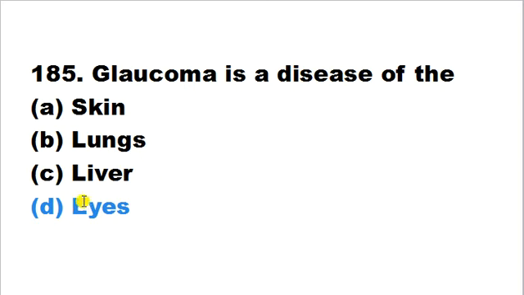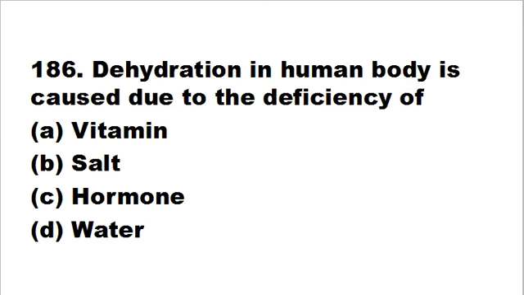Dehydration in the human body is caused due to the deficiency of vitamin, salt, hormone, water. So here dehydration means this is caused due to the deficiency of water. इसका जो ये डिहाइड्रेशन कैसे होता है? Because of if we do excessive activity and if we are consuming less water, then dehydration occurs. So here dehydration simply means the deficiency of water.